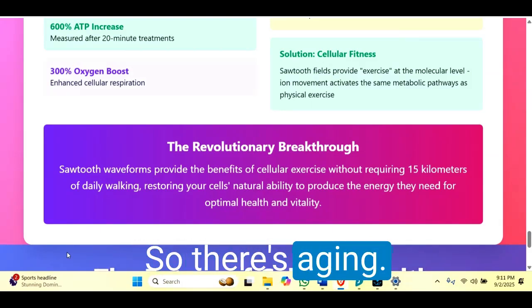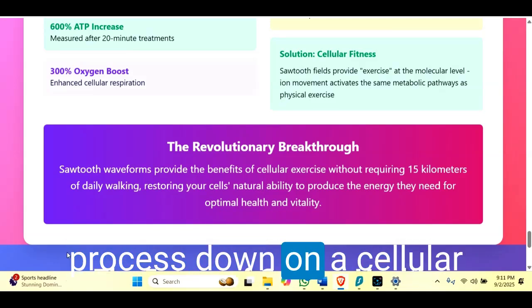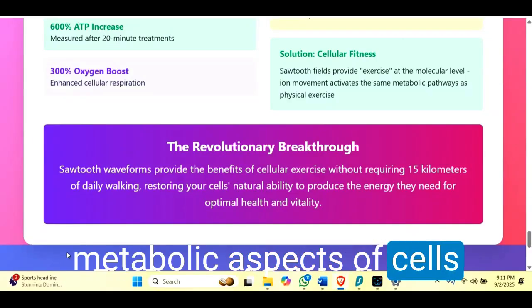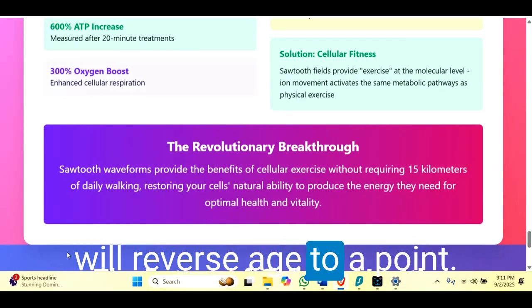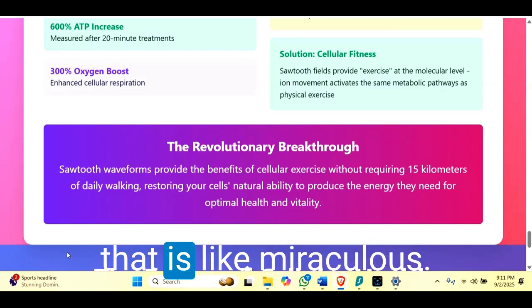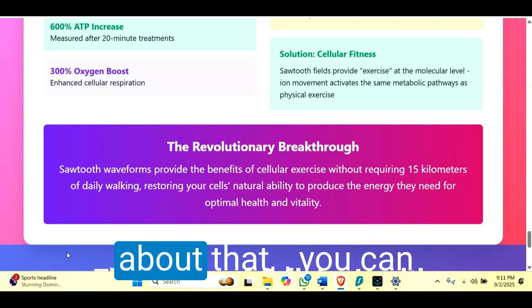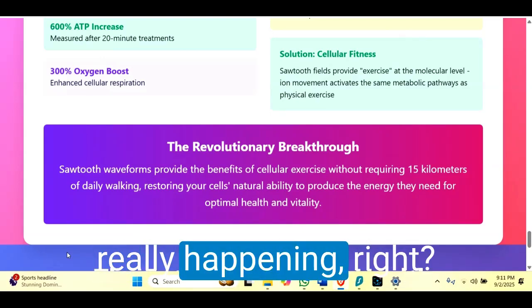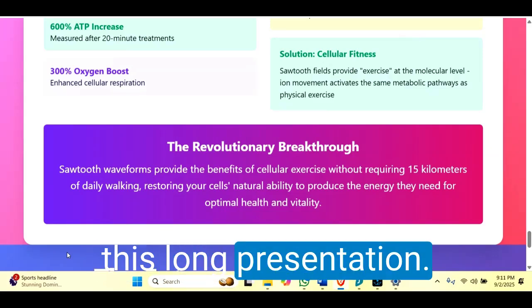So aging is aging. We can slow the aging process down on a cellular level with this, and we can reverse age core metabolic aspects of cells for a certain period of time. In other words, some things will reverse age to a point. But still, even saying that is like miraculous. There's not a lot of things that we could really talk about that you can really show and prove, hey, this is really happening, right? It's not theorized. So anyways, that's it for this long presentation.